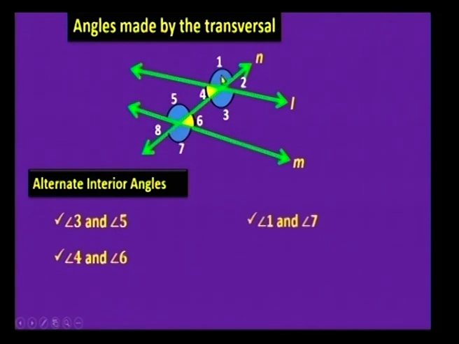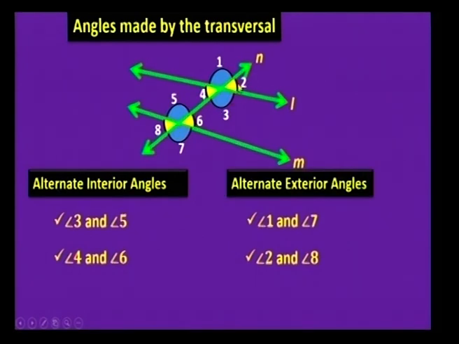Next, look at these angles 1 and 7. Also, 2 and 8. These angles are also on either side of the transversal, but they are exterior angles, right? So, these angles are called alternate exterior angles. So, dear children, altogether how many alternate angles do we have? We have 4 pairs of alternate angles, of which 2 are alternate interior angles and 2 pairs are alternate exterior angles.